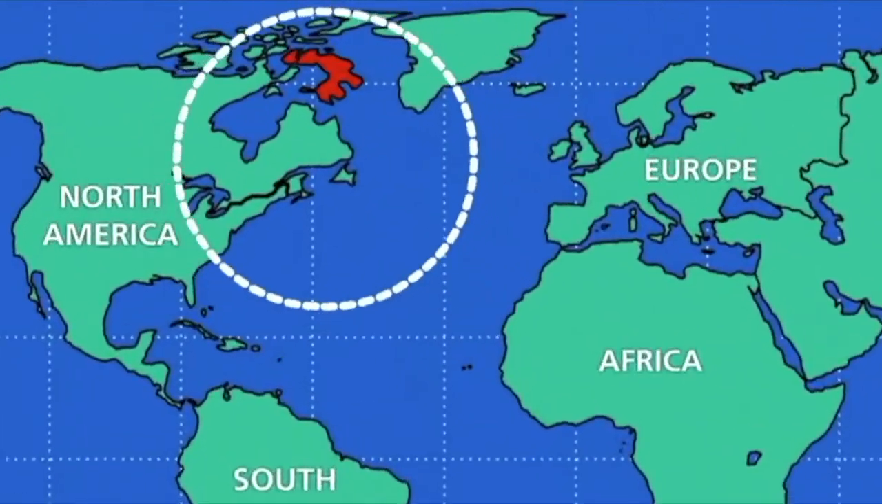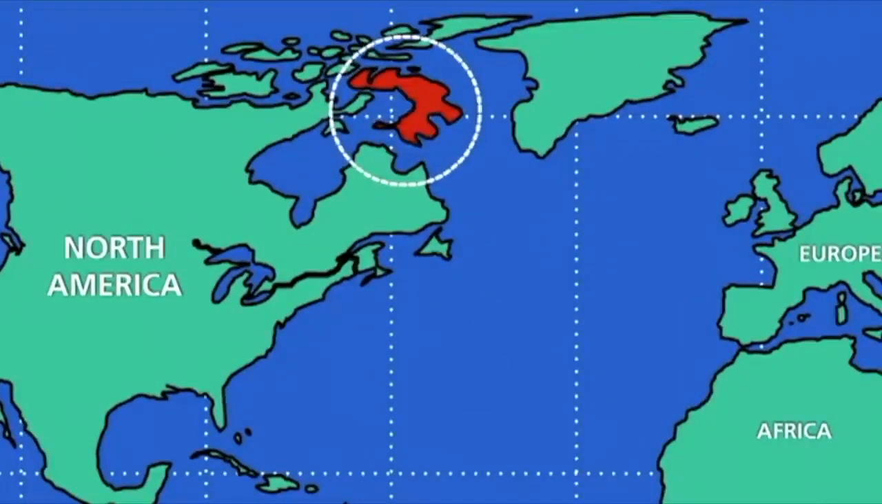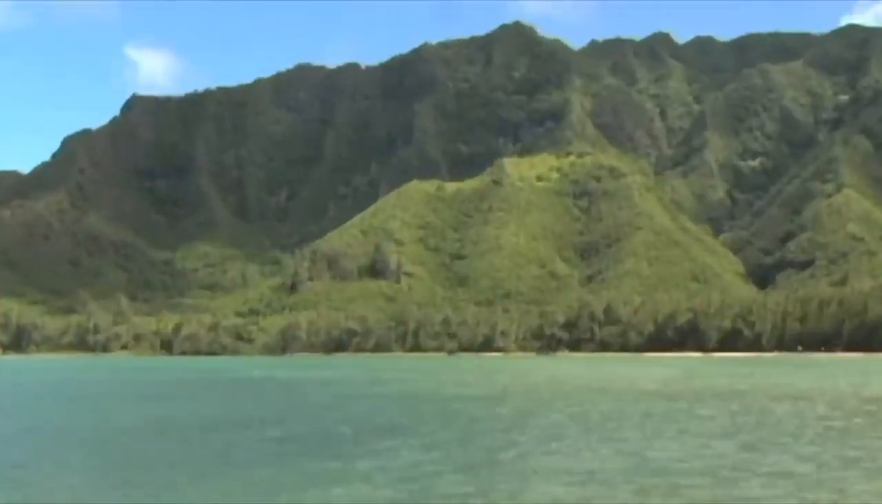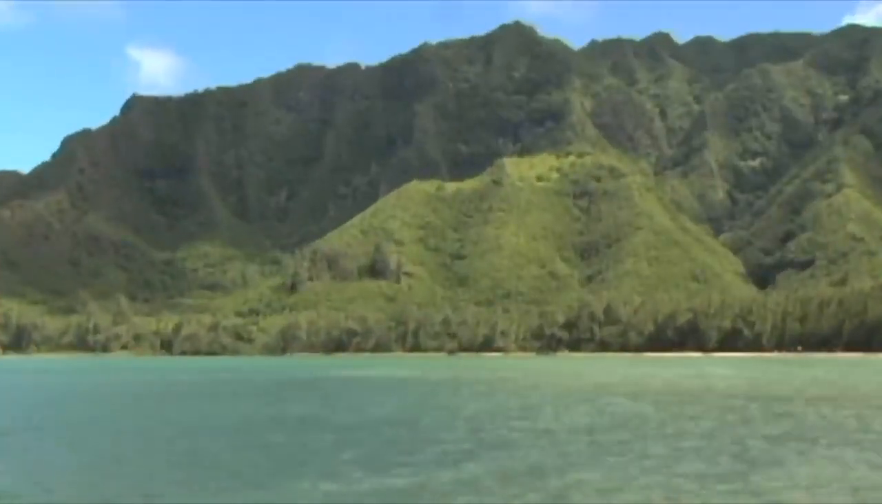Some land areas are surrounded by water. Island is a geographical term used to describe dry land that is completely surrounded by water. There are islands all over the world. There's Baffin Island in Canada, and the Hawaiian Islands in the Pacific Ocean.